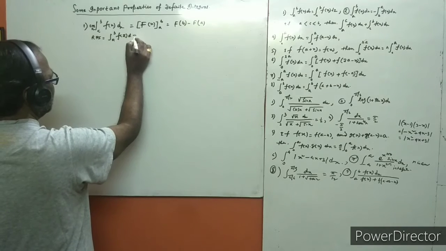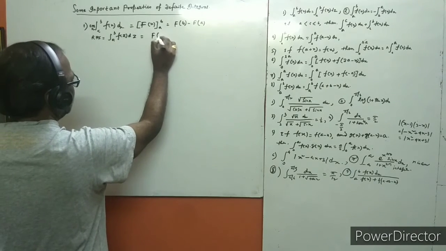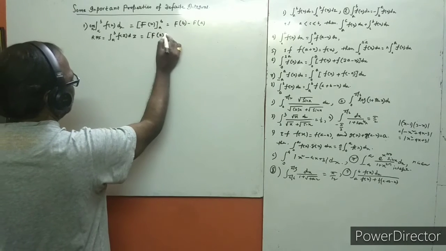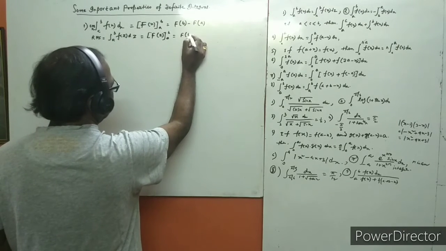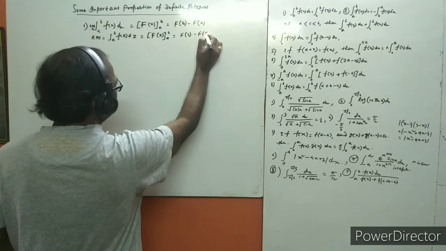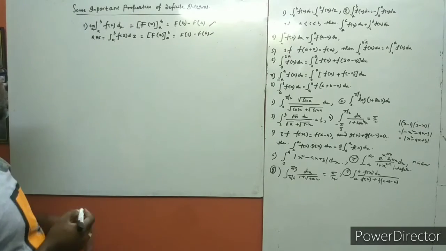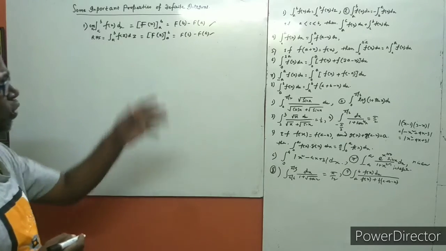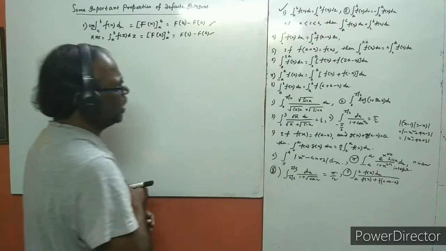So we can write capital F of z, with respect to the variable z. Similarly we can put F of b minus F of a, so both results are the same. In this case we can say that both integrals are the same, so property number 1 is proved here.